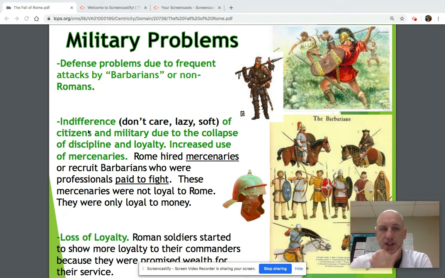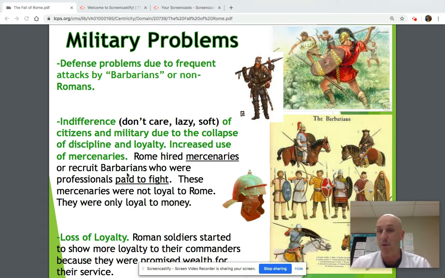So this indifference of the citizens and the military due to the collapse of discipline and loyalty increased use of this. Now, this is really weird. All right, remember the soldiers? You know, they're loyal to individuals. What they started to do is they didn't care. They started getting lazy and soft, so they started hiring people that were not Romans, and they were paying them. This is a mercenary, someone that's not a Roman, to fight for Rome. So I'm going to give them some money, even though they're not Roman, and say, hey, come and fight for us. And they began to recruit from the people that were attacking them.